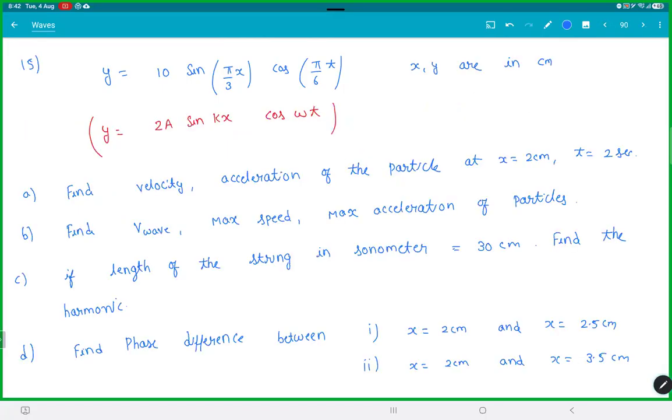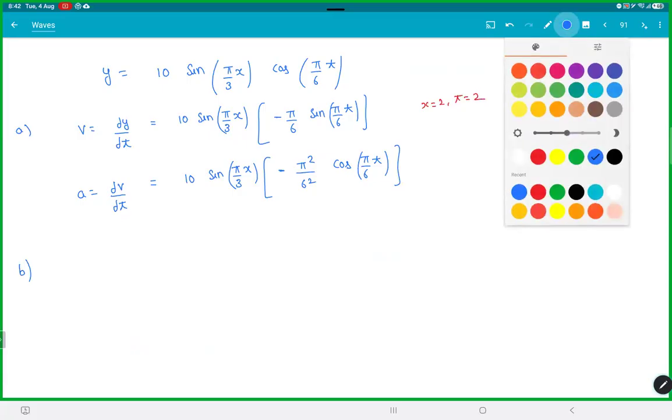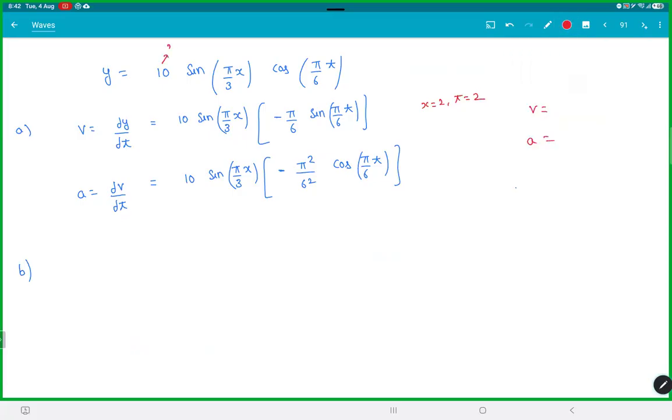What was the second question? Find v wave, maximum speed, maximum acceleration. We can clearly see in this function, this value is 2 times amplitude. This guy was omega, this guy was k, and this guy was omega. So v wave is nothing but omega by k. So substitute there. That would be how much? π by 6 by π by 3. So that's half meter per second.